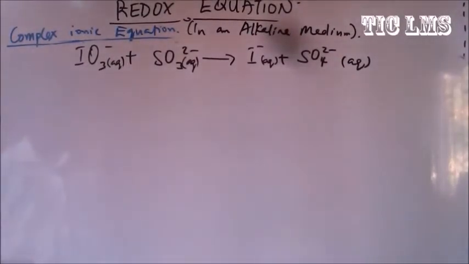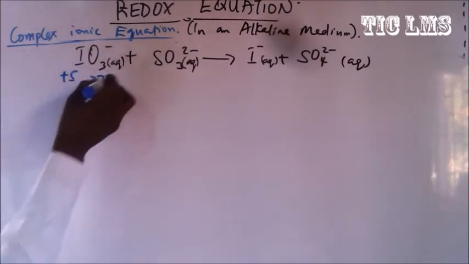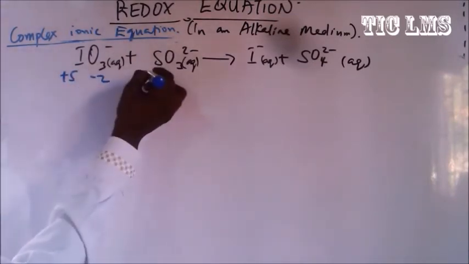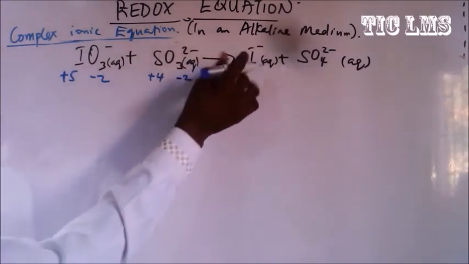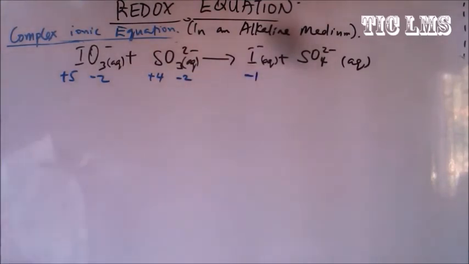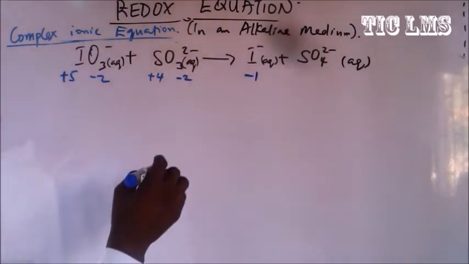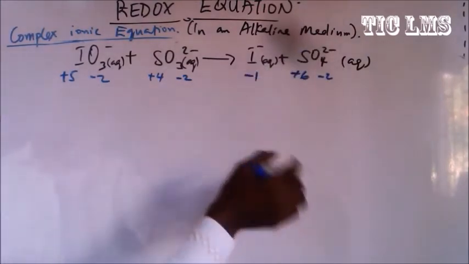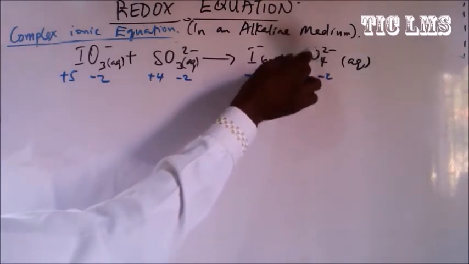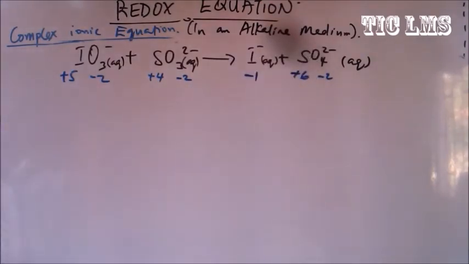Now we'll move on to the first step. We have to write the oxidation number of each of the elements. Here we have iodine having +5 as its oxidation number. Oxygen has -2. Sulfur over here has +4, and oxygen here has -2. Iodine has -1. Sulfur has +6, and here we have -2 for oxygen. Don't forget that this 2 minus is not for the oxygen alone, it is for the radical.